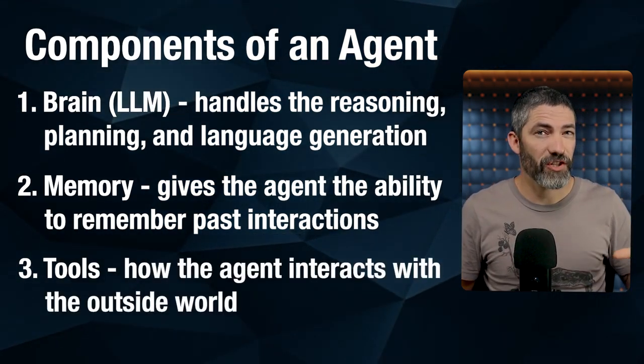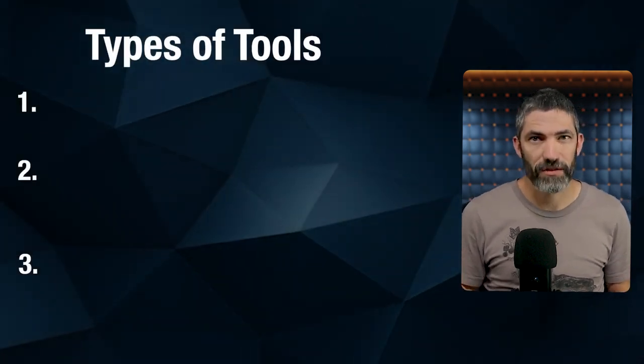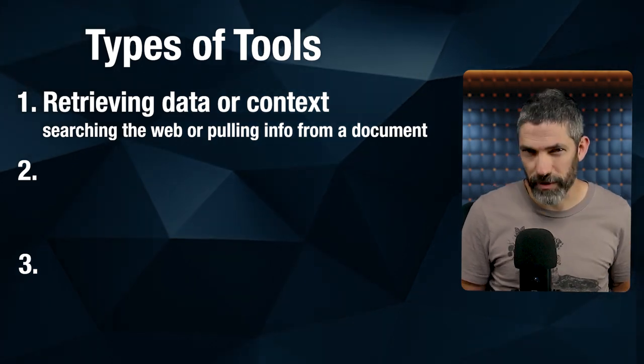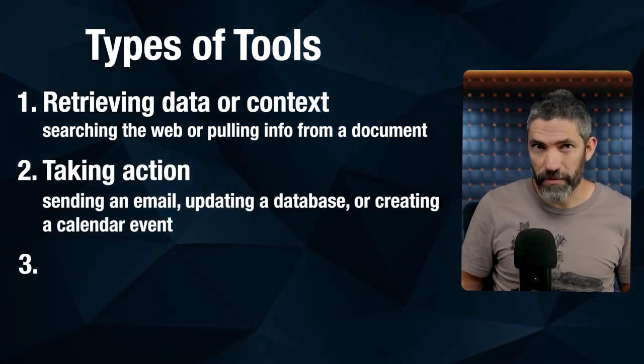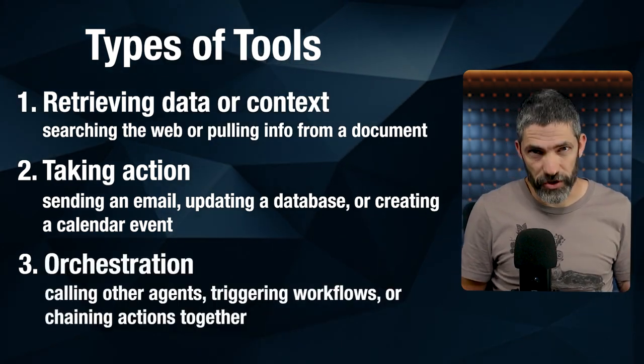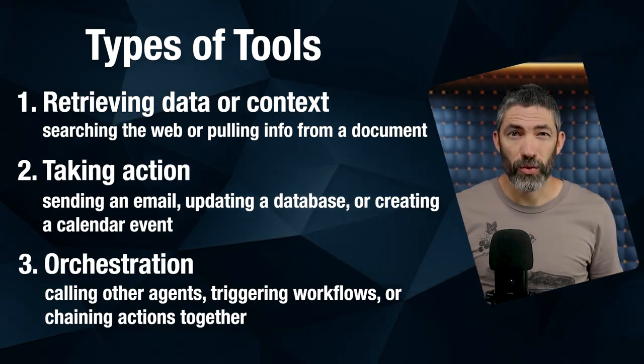Tools are how the agent interacts with the outside world. These usually fall into 3 categories: retrieving data or context, like searching the web or pulling info from a document; taking action, like sending an email, updating a database, or creating a calendar event; and orchestration, calling other agents, triggering workflows, or chaining actions together. Tools can include common services like Gmail, Google Sheets, Slack, or a to-do list, but also more specialized ones like NASA's API or advanced math solvers.